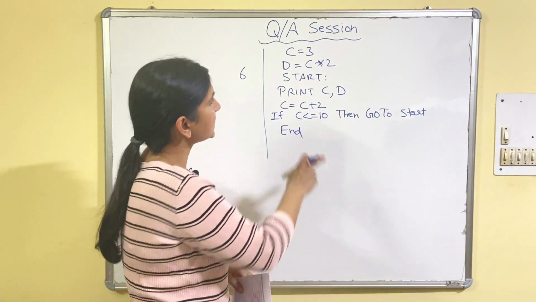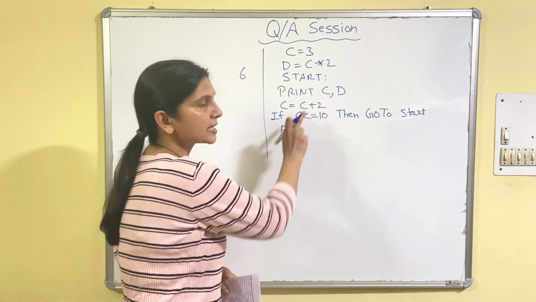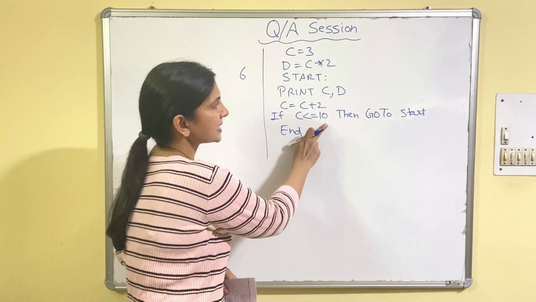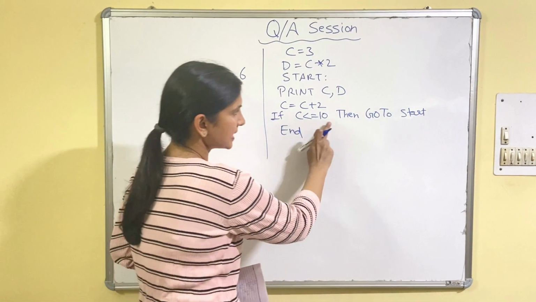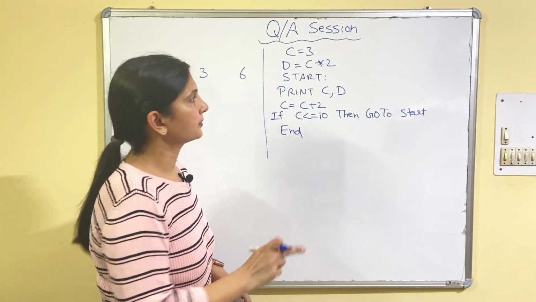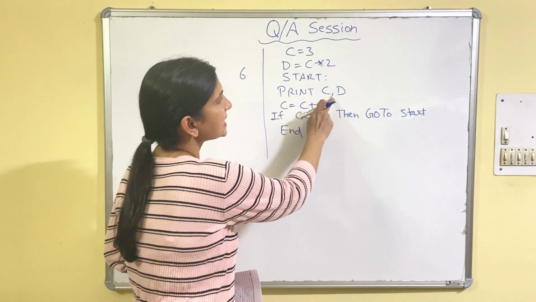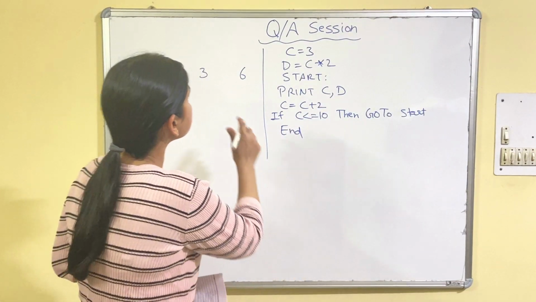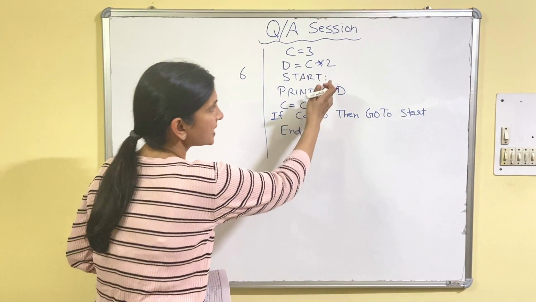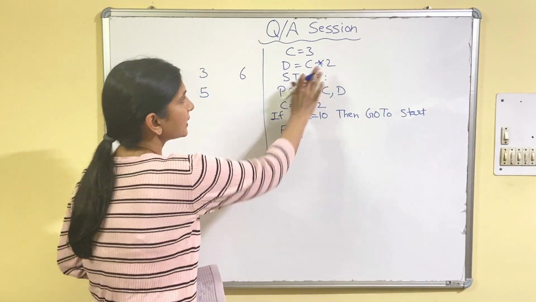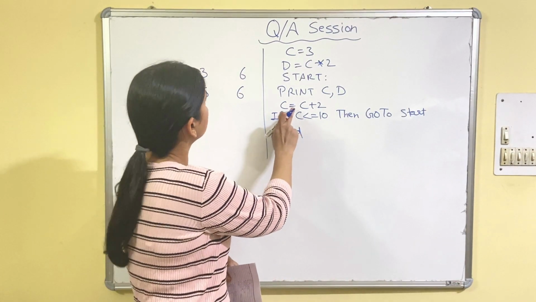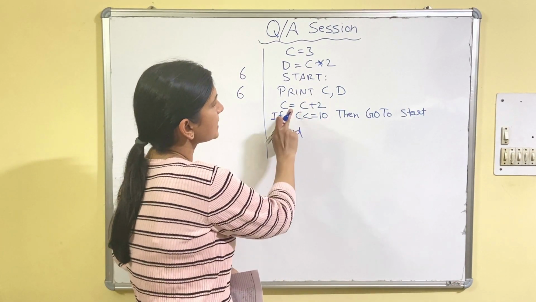Then C equals to C plus 2. Now what is the value of C? Initially it was 3. Now it has become 5. Condition will be checked. If 5 less than equals to 10, yes, then go to start. So again it will come to the start. Fine. Then print C D. So what is the value of C? 5. And the D will be constant, because we are not changing D anywhere. So D will remain 6.